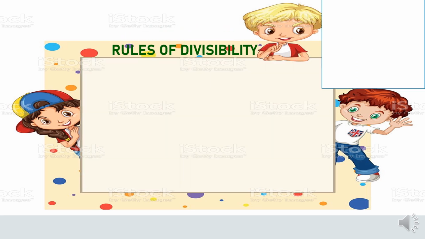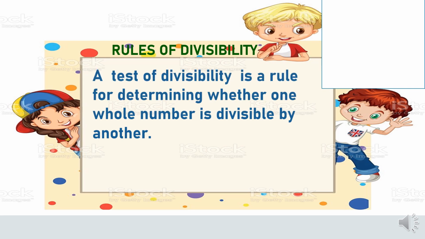The rules of divisibility are actually tests of divisibility. For every specific number there is a rule for determining whether one whole number is divisible by another. So what does divisible mean here? Let's take an example. I have taken the number 40. Divisible is derived from divide. So if we divide this number by, suppose, 5, or by 8, or by 9, these numbers will be called divisors.